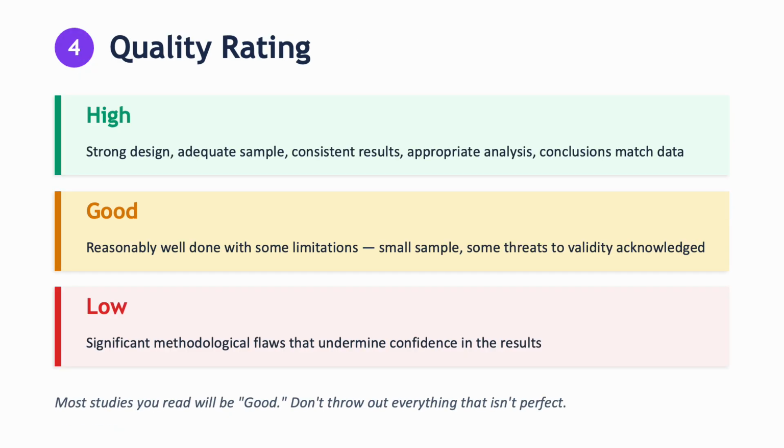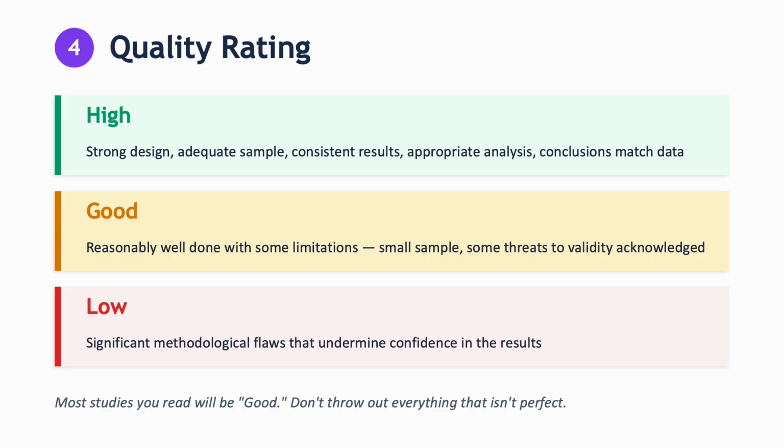This is where we actually grade the execution. In this framework, you assign a rating of high, good, or low quality. High quality means the study is practically a unicorn. The sample size was massive, the randomization was flawless, blinding was maintained perfectly, and the authors controlled for every imaginable confounder. Sounds like something you only see in billion-dollar pharma trials. It is rare in real-world clinical nursing research.